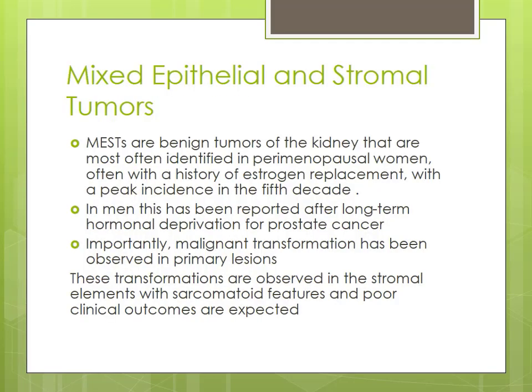Now, the mixed epithelial and stromal tumor, which is also known as MEST. MEST are benign tumors of the kidney that are identified in perimenopausal women, often with a history of estrogen replacement with a peak incidence in the 5th decade. In men, they have been reported after long-term hormonal deprivation for prostate cancer. The importance in MEST is that there has been malignant transformation in them. This transformation has been observed in the stromal element with sarcomatoid feature, and poor clinical outcome is expected whenever there is malignant transformation.